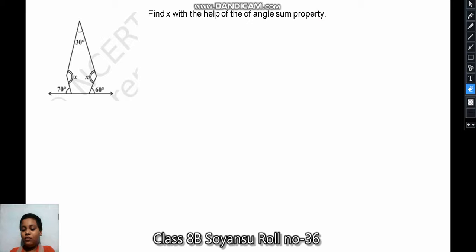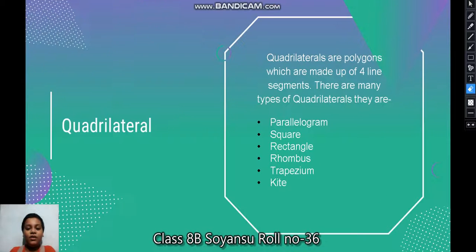Now we will go to the next page. So what is a quadrilateral? Our main chapter was on quadrilaterals. Quadrilaterals are polygons which are made up of 4 line segments. There are many types of quadrilaterals. They are parallelogram, square, rectangle, rhombus, trapezium and kite. We will learn about these in detail.